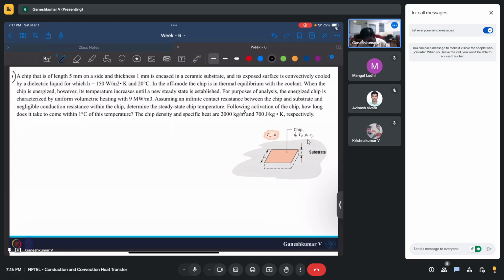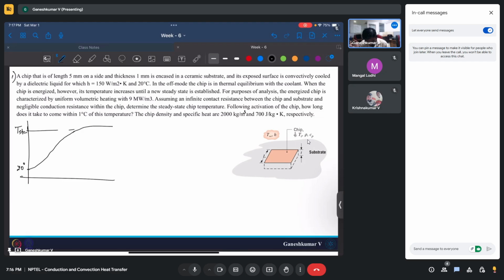Initially the temperature of the chip is, let's say, 20 degrees Celsius, and when you switch it on, heat is going to be generated. If heat is generated within the chip, its temperature is going to increase, and then it finally reaches some steady state. This is the steady state value, T steady state. This axis is with respect to time, and this is with respect to temperature. At some point it has reached steady state.